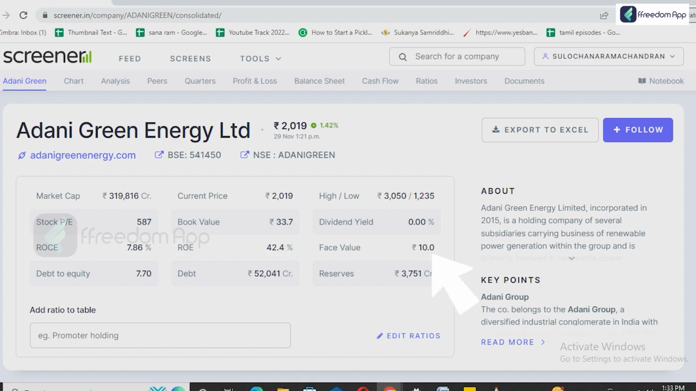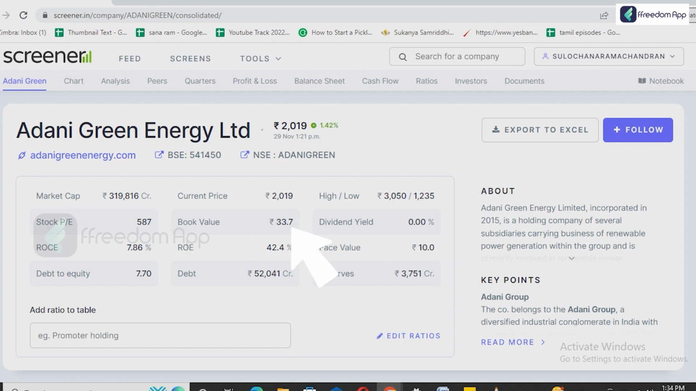So the next point is face value. Face value of Adani Green Energy Limited was 10 rupees. And we have seen the definition of this in part 2. I have given the link in the description. If you have missed it, please go ahead and watch. And speaking about 52 weeks high, it is 3,050 and 52 weeks low, it's 1,235.